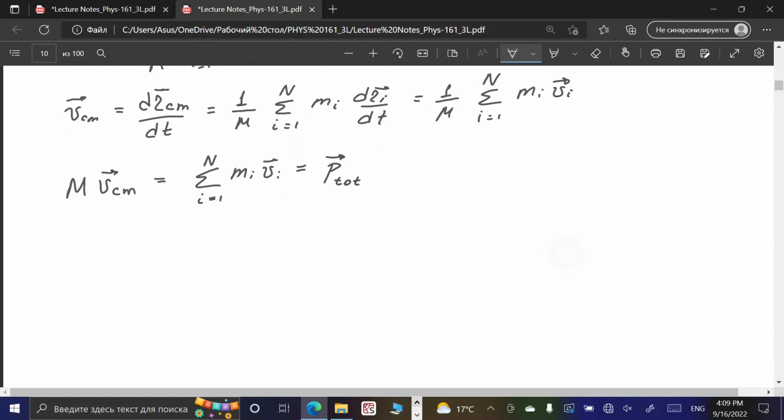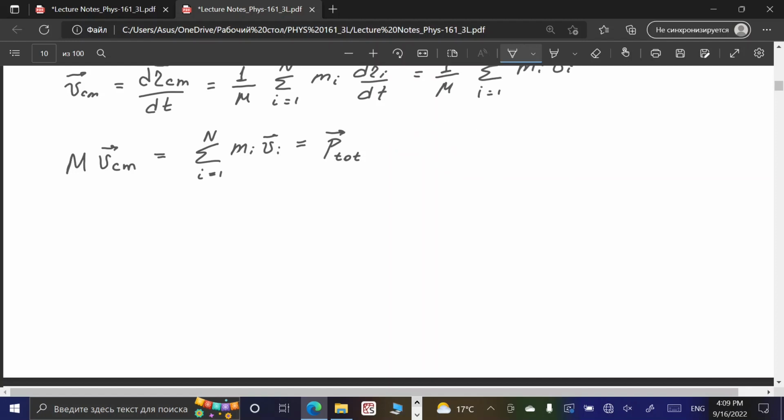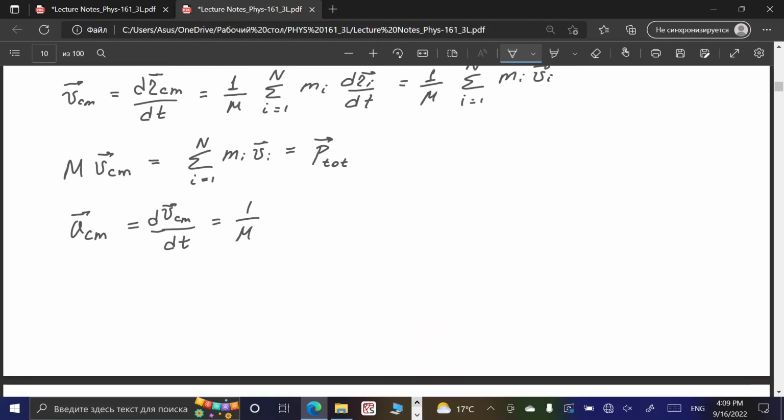So the intuitive next step will be to go from the velocity vector to the acceleration vector. In this case, let us express the acceleration vector of the center of mass. Obviously, by definition, it's the first derivative of the velocity vector over time. So that could be written as 1 over capital M, times the sum from i equals 1 to N of the product m_i, and here will be dv_i vector over dt.